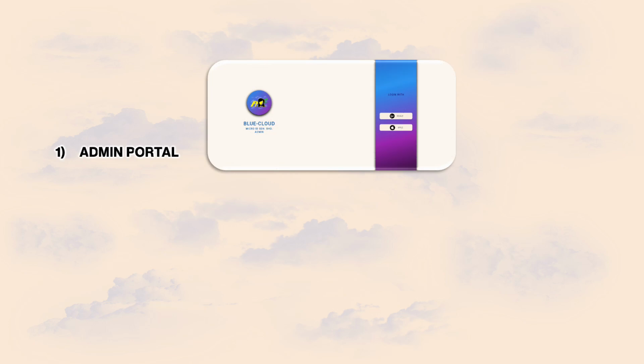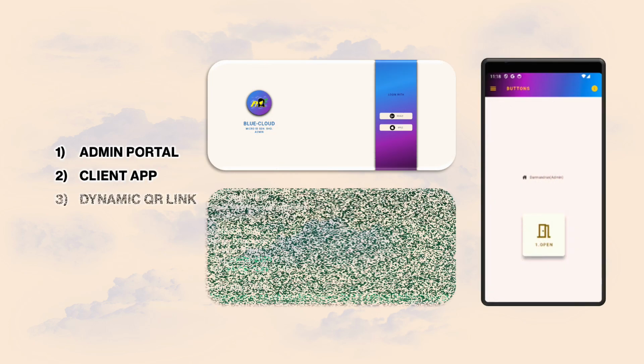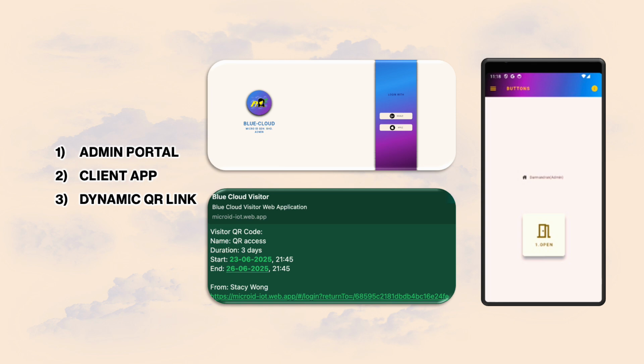So this was our Blue Cloud project. In this project, we have introduced to you 3 different components. One was the admin portal, the second was the client app, and the third one was the QR link. So with this, we are done with the software. But what's good about having software and no hardware? So we will look into the hardware now.